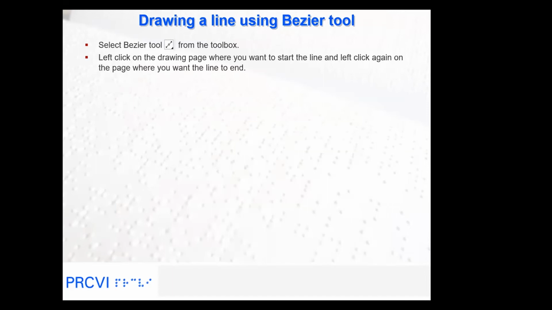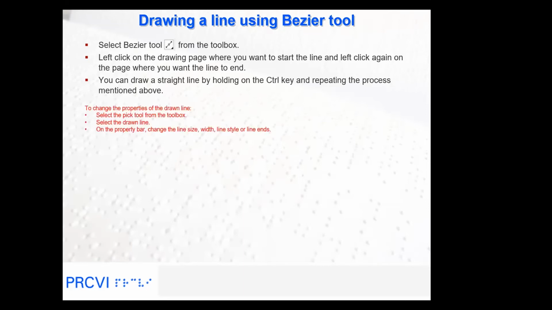To draw a line using the Bezier tool, select the Bezier tool from the toolbox. Left-click on the drawing page where you want to start the line, and left-click again on the page where you want the line to end. You can draw a straight line by holding the Control key and repeating the process. To change the properties of the drawn line, select the Pick tool from the toolbox. Select the drawn line. On the property bar, change the line size, width, line style, or line ends.